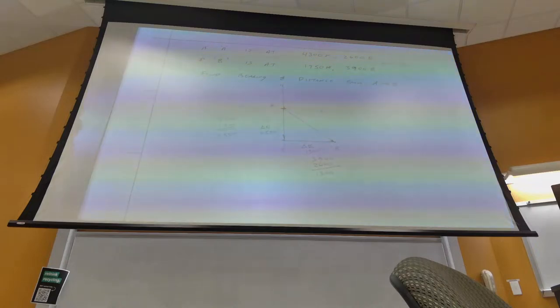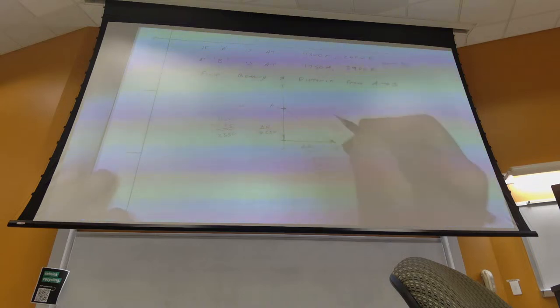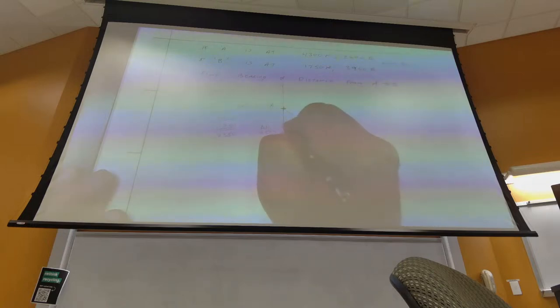Most of the time, students get that part right. The ones who think that it's too cold and wet to come up in class sometimes usually miss this part because they try to solve for this angle over here, and that's wrong. That's not the angle we want. That is not the bearing angle. This is the bearing angle that we are looking for.